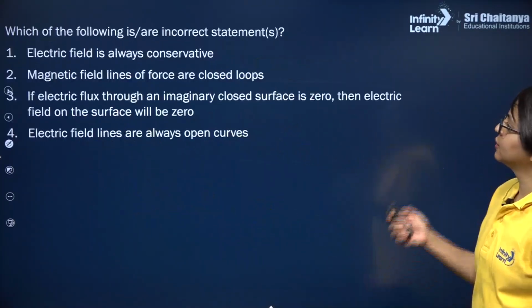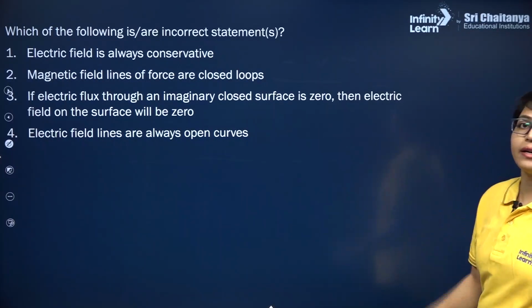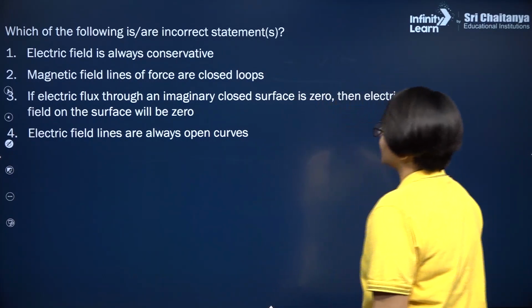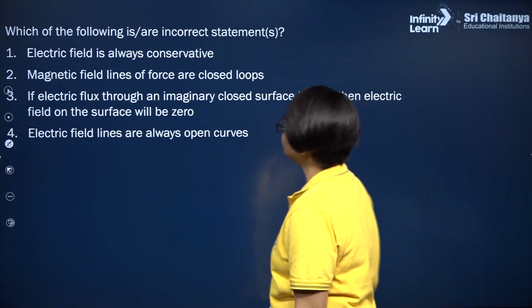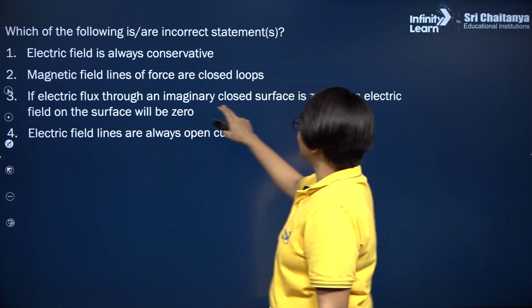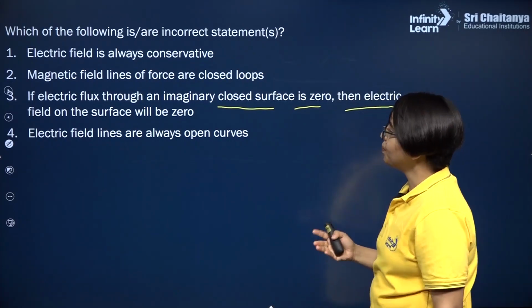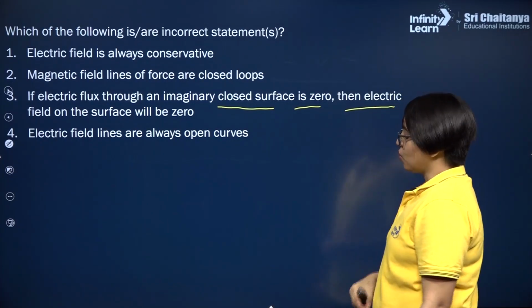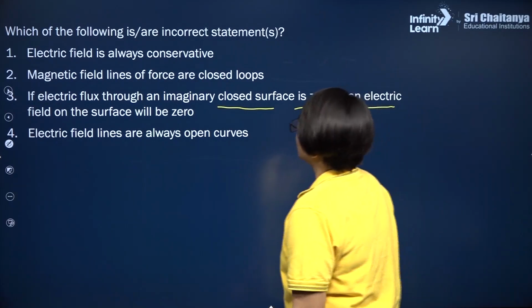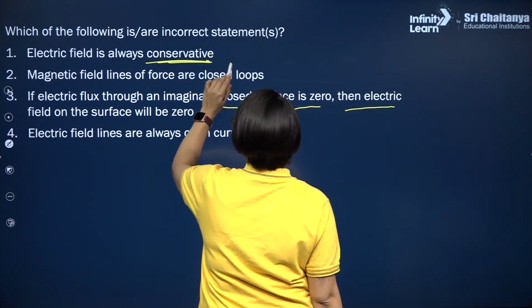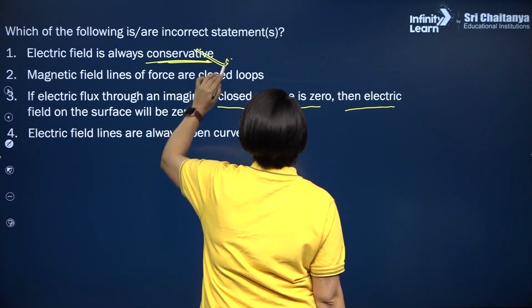Next is, which of the following is our incorrect statements? Electric field is always conservative. Magnetic field lines of force are closed loops. If electric flux through an imaginary closed surface is 0, then electric field on the surface will be 0. Electric field lines are always open curves. So, electric field is not always conservative. Okay. So, this is incorrect.